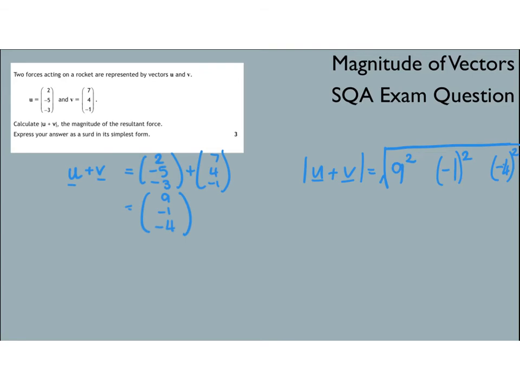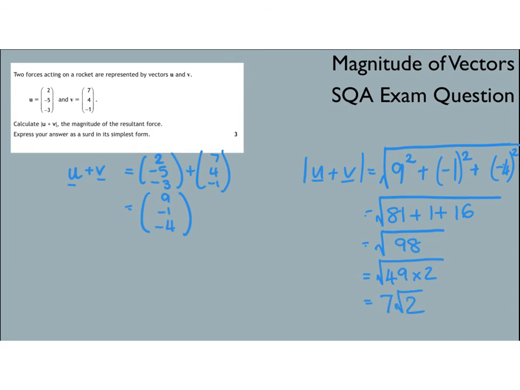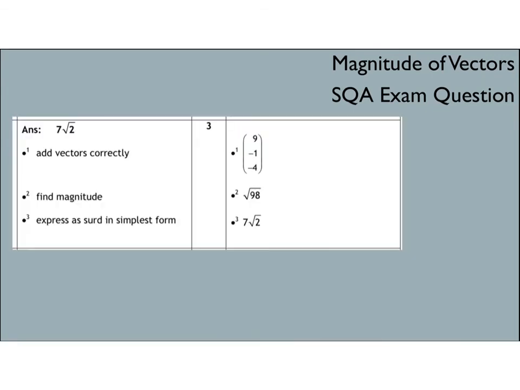So I can start to work out my magnitude. Okay, so I've got my square root, I've got my numbers from my vector squared there, and I need to add. Okay, so that comes out as square root of 98. I think we had that in the last slide as well, didn't we? 49 times 2. Square root of 49 is 7. Okay, so that one comes out as 7 root 2. Okay, the next slide's got the official marks, so let's have a wee look at that.